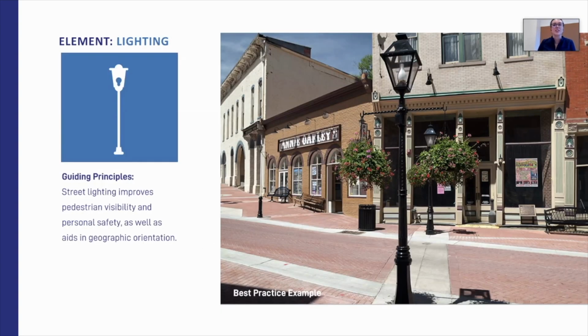The next public realm indicator is lighting. Lighting is very important when it comes to accessibility, visibility, and safety. When there are visitors in later hours, you want to make sure that you have not only historic and quaint lighting structures, but that they also make people feel safe when they're walking from their parking space to a restaurant.